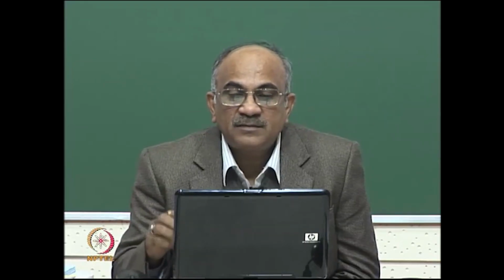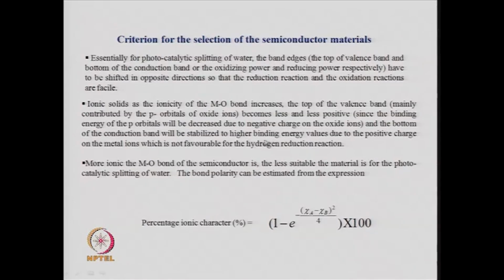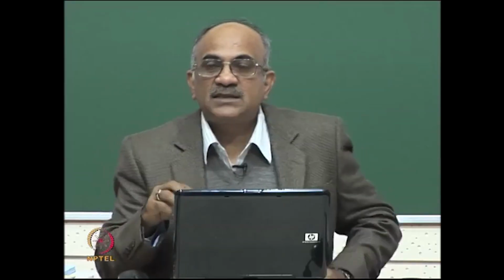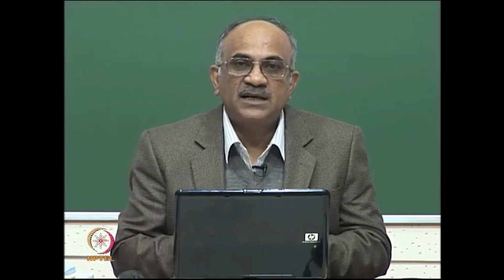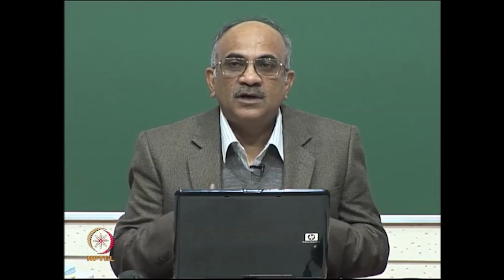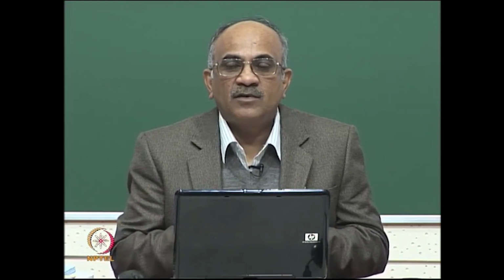So, the criteria for the selection of the semiconductor materials, essentially we discussed what kind of band gap should be there, where should be the top of the valence band, and where should be the bottom of the conduction band. So, the top of the valence band, bottom of the conduction band and the band gap, these three factors are very important in deciding which semiconductor you will use to achieve photocatalysis for a particular given system.